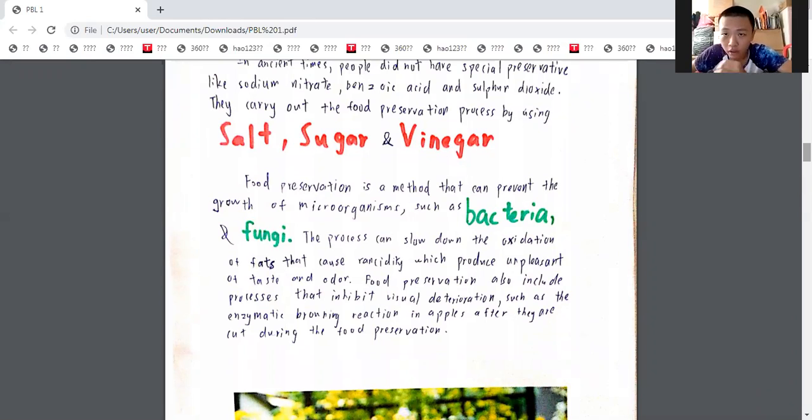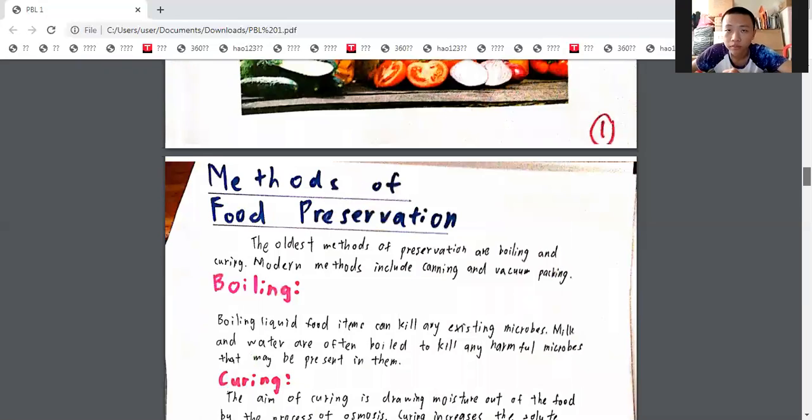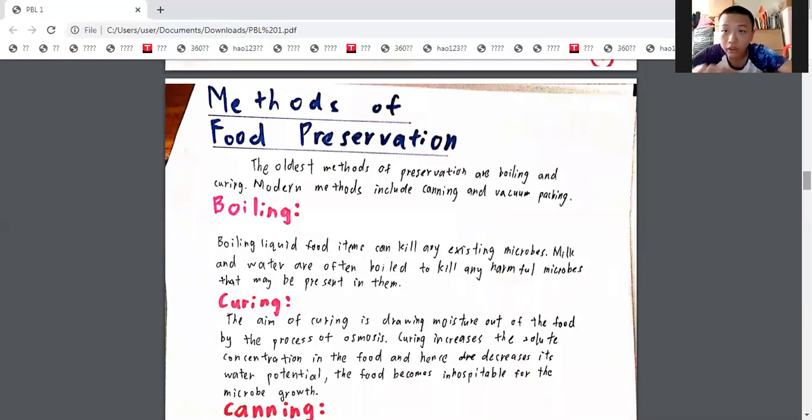Food preservation also includes processes that inhibit visual deterioration, such as the enzymatic browning reaction in apples after they are cut. Methods of food preservation. The oldest methods of preservation are boiling and curing. Modern methods include canning and vacuum packing.